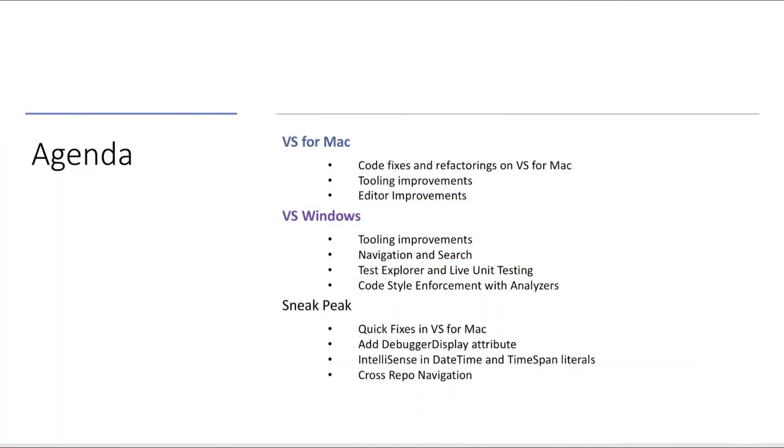Yeah, let's go over the agenda. So first off, Cody will go over the latest code fixes and refactorings available on Mac and Windows. We'll both go through tooling improvements. Next, I will talk about navigation and search, as well as performance improvements in the Test Explorer and live unit testing updates. Then I'll talk about some code quality and code style enforcement across a team using analyzers and editor config. And then we will both give you a sneak peek of what's to come.